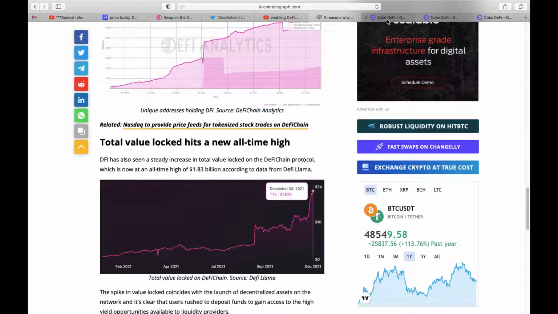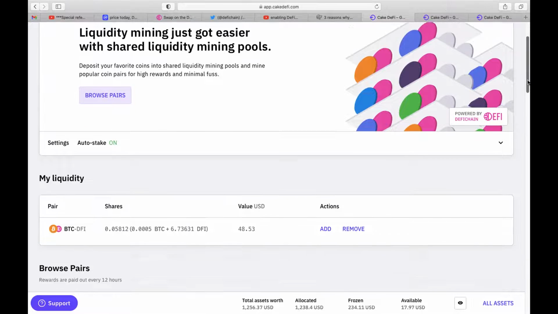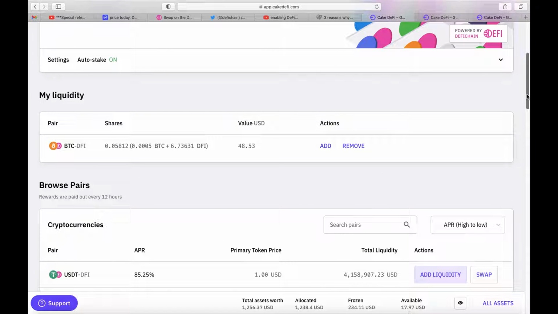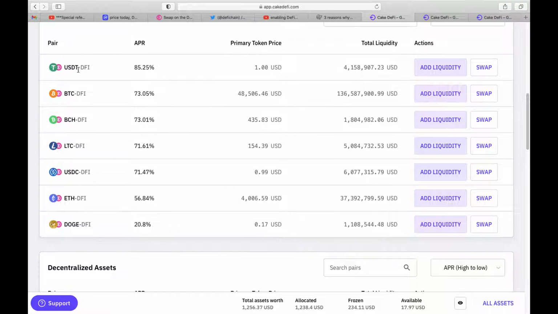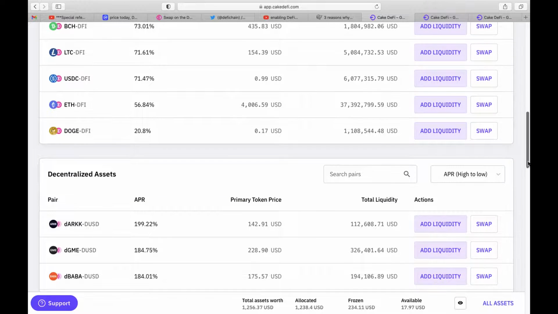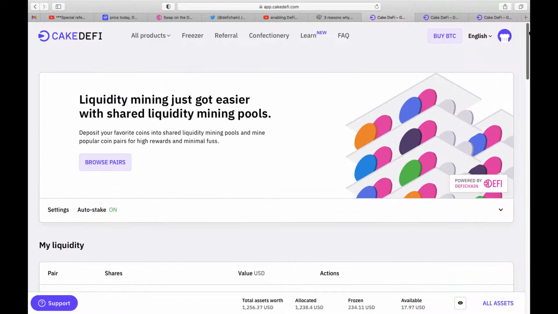Now, the main site, which I've shown many times before, is app.kdefi.com. You go across the top, and you can see the different parts of it. I don't really do much liquidity mining. I've done one bit. You get excellent percentages. It's absolutely fantastic. You can see there, browse the pairs. Look at the APR on USDT DFI, BTC DFI, Bitcoin Cash, Litecoin, USDC, ETH, and Dogecoin. Look at the APR, it's absolutely fantastic. And if you scroll down here, there are the decentralized assets like we talked about earlier. Again, huge APRs. I don't do a huge amount of mining, to be honest.